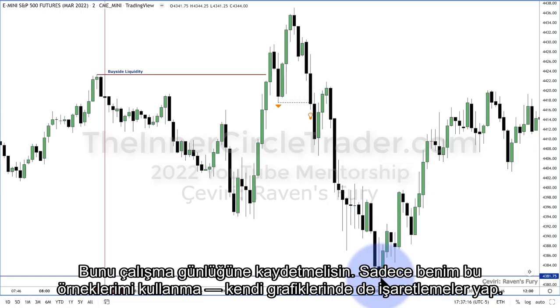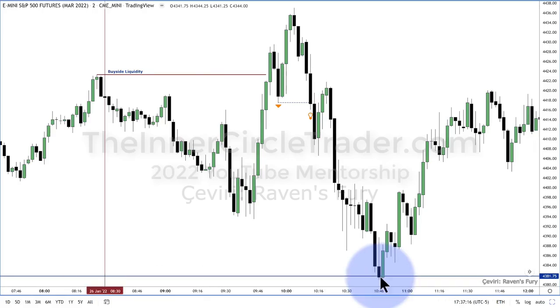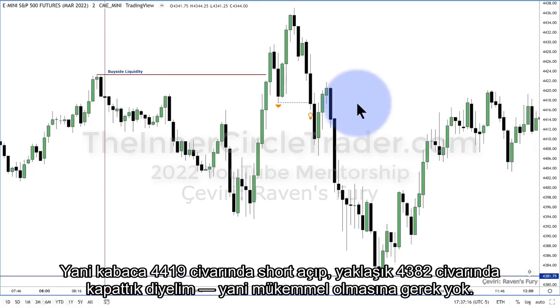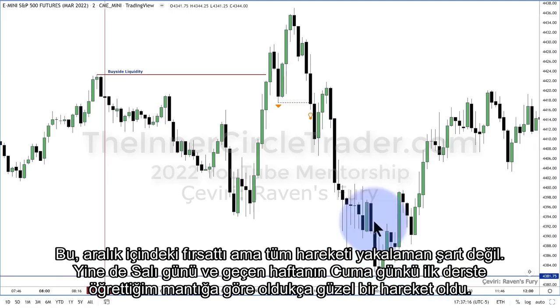You would log that in your study journal. Don't use my examples here alone. Go into your own charts and annotate them as well. So shorting around, we'll say 44.19 and covering at, we'll say 43.82, just to be not perfect. That's the opportunity of the range, but you don't have to have all of that. And it's still very, very nice delivery based on the logic I taught you on Tuesday and the first lesson on the previous week's Friday.